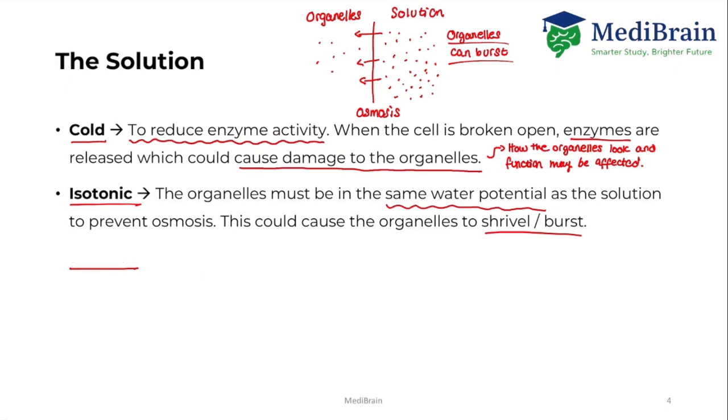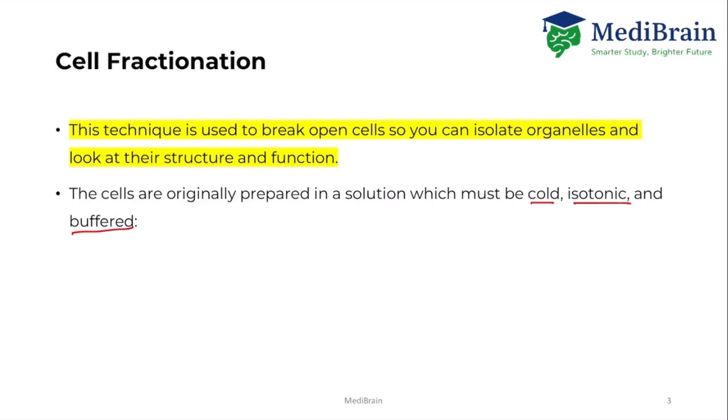Okay, so as I said on the previous slide, we're looking at cell fractionation. And in cell fractionation, what we are doing is we are breaking open the tissues, the cells, and the cells will release the organelles into the solution, and then we can extract each of the organelles and we can observe the organelles in much more detail. What does it do? How does it look? And what the function of the organelle is.